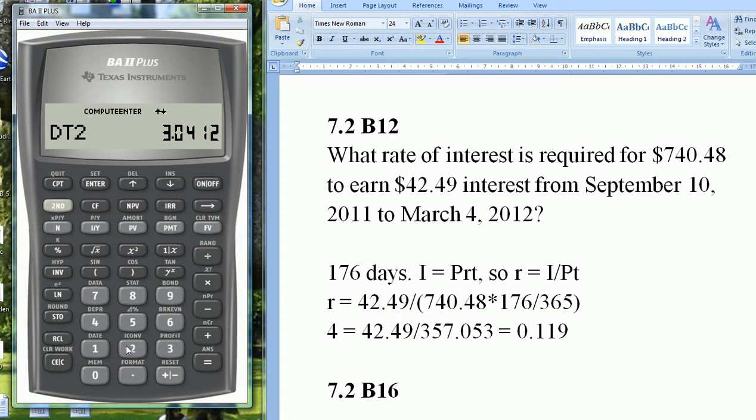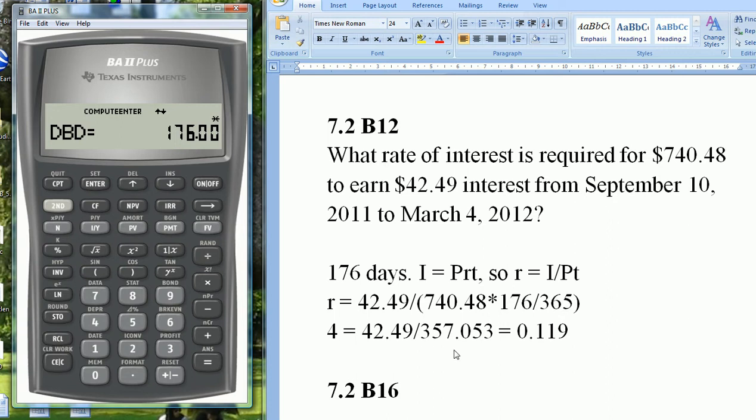03.0412. Enter. And then down, and then go to compute CPT, and that will give us days between dates. So we've got 176 days were between September the 10th and March the 4th over those years.